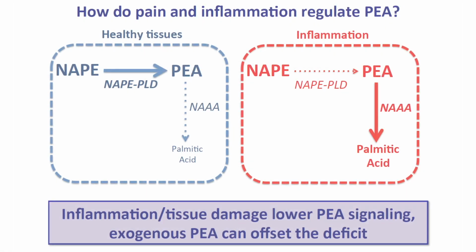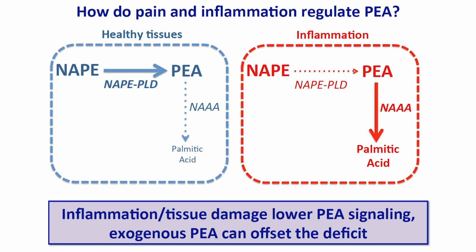How does that exactly work? Okay, here is how we think it works. In healthy tissues, there is a lot of PEA. And the enzyme that makes PEA is this enzyme here called NAPE-PLD. What this enzyme does is cut a large lipid we have on our cells called NAPE. And then PEA can be destroyed, deactivated by another enzyme called NAAA into this molecule here, palmitic acid. This is in healthy tissue, a lot of PEA.